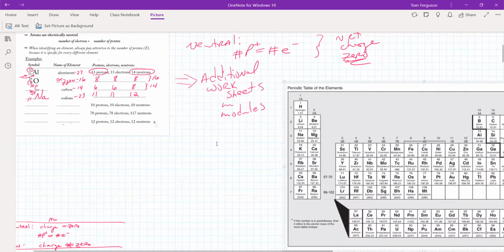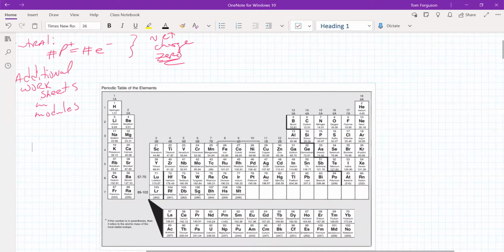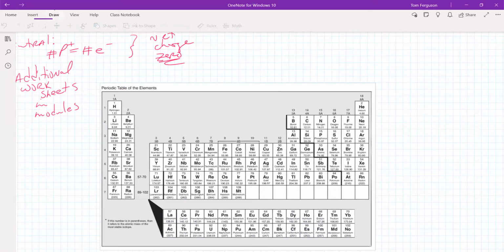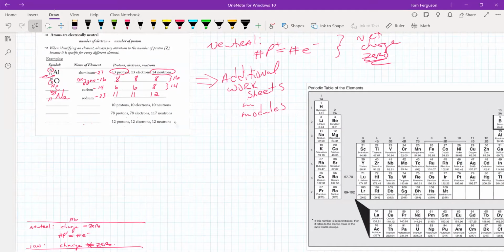Okay, so what has 10 protons? Well, we're looking at neon. And what isotope is that? Well, if we add the protons and neutrons together, that's 20. So that's neon-20.